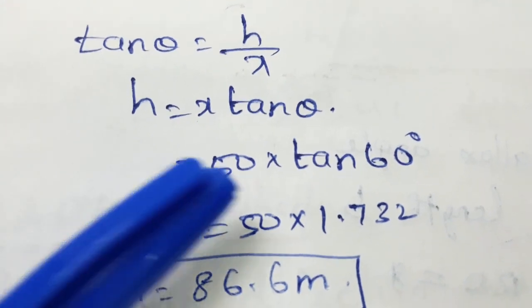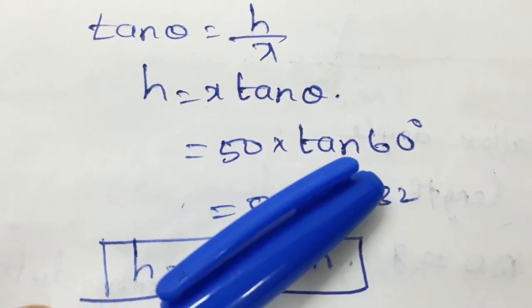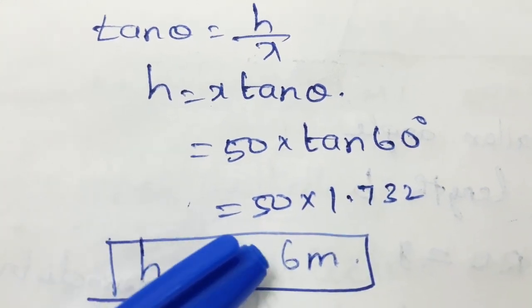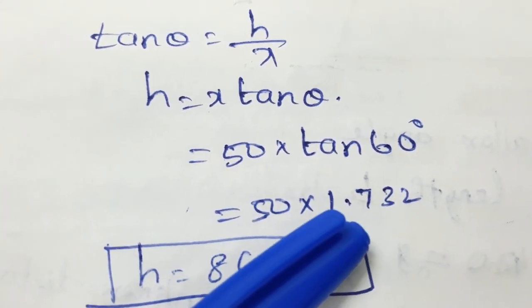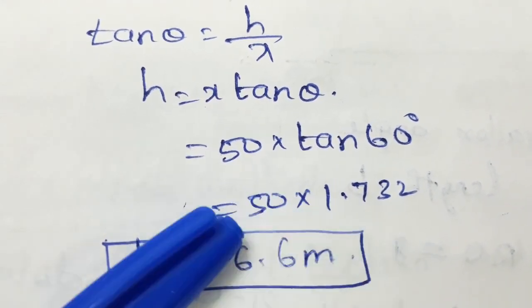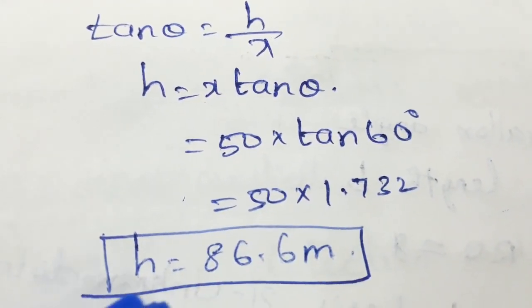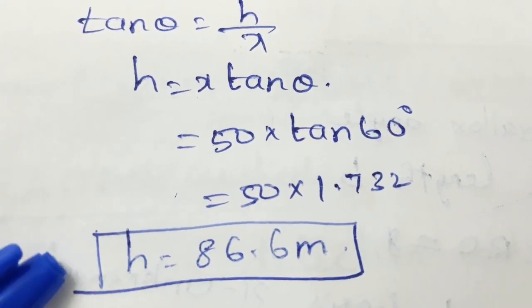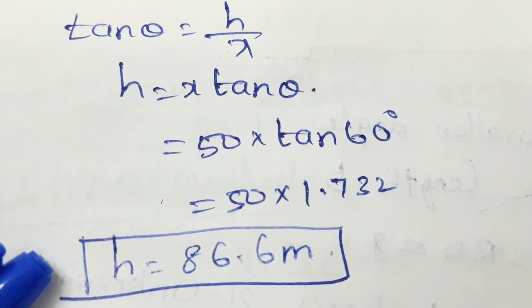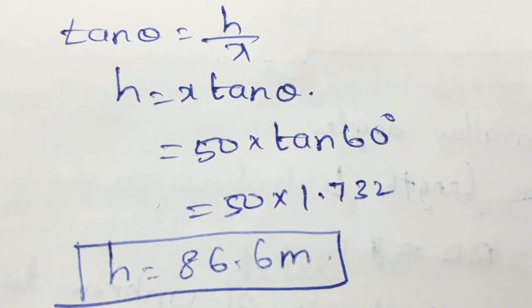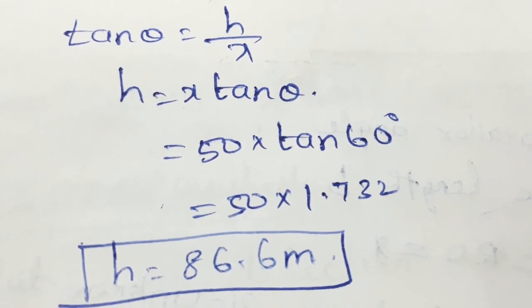X is 50, tan theta is tan 60 degree. So 50 into tan 60 degree, where the value of tan 60 degree is root 3, which is 1.732. So 50 into 1.732, h is equal to 86.6 meter. This is a very important problem. I hope you understood the triangulation method.